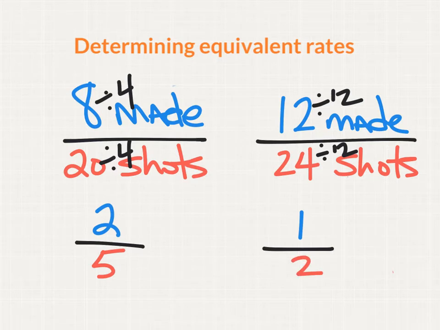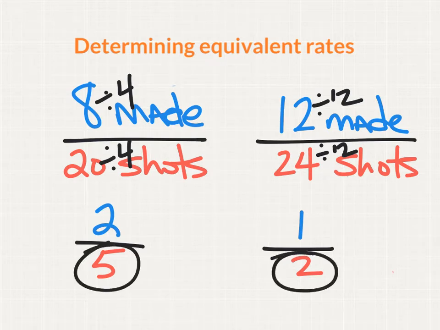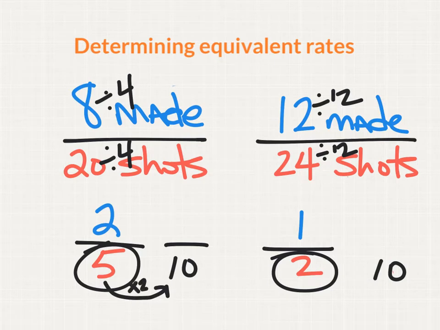Now, is 2 to 5 equivalent to 1 to 2? How would we compare these two rates? How would we compare these two fractions? In order to find out whether they're equivalent, I need to find common denominators. And I know that 5 and 2 can have a common denominator of 10. And that I can scale 5 to 10 by multiplying by 2.